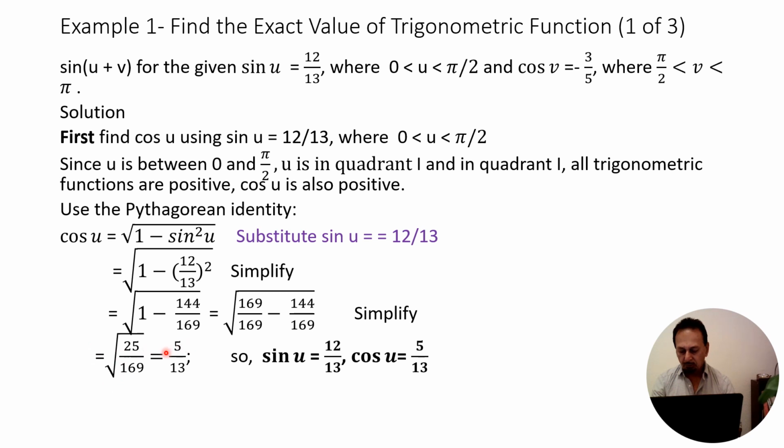If we take the square root, the square root of 25 is 5, and the square root of 169 is 13. So sine u is equal to 12 over 13, given. Using this identity, we found cosine u equals 5 over 13.